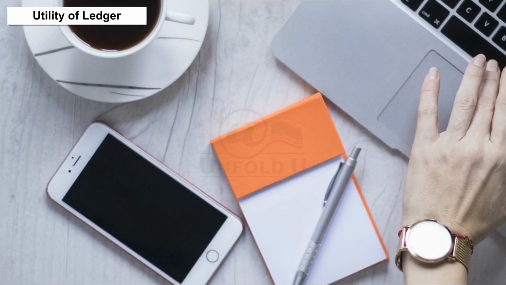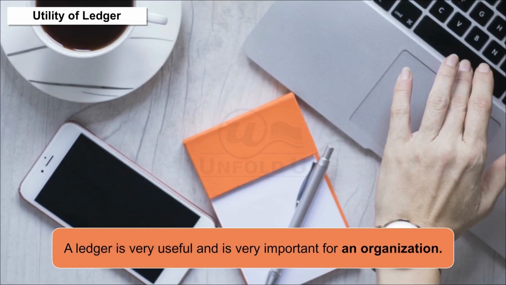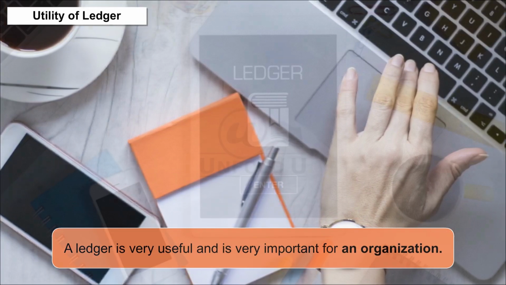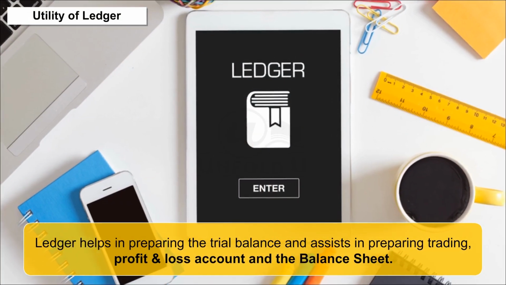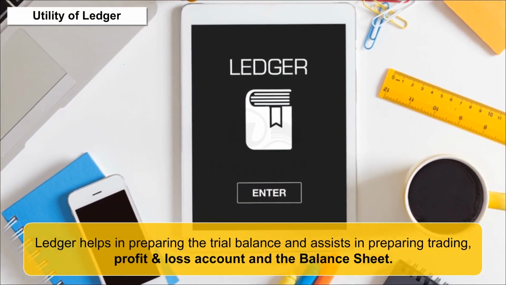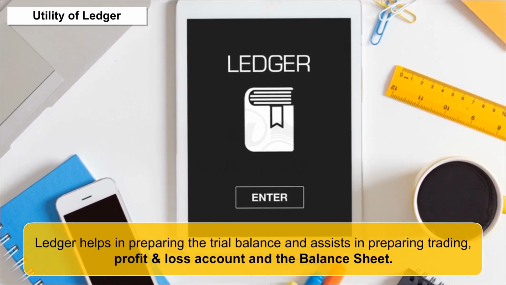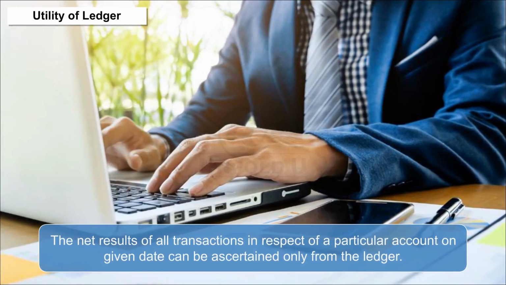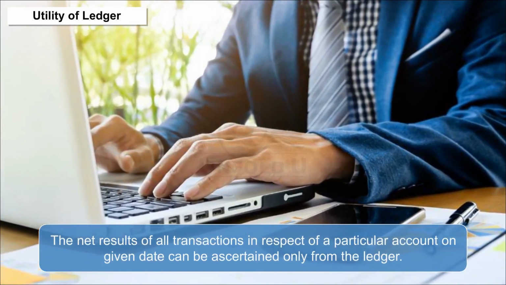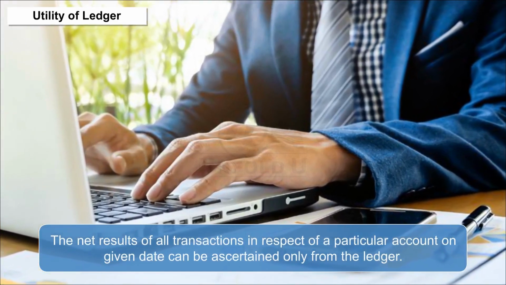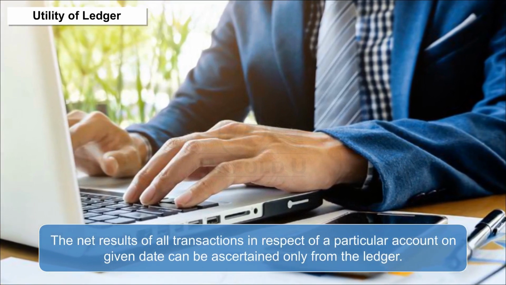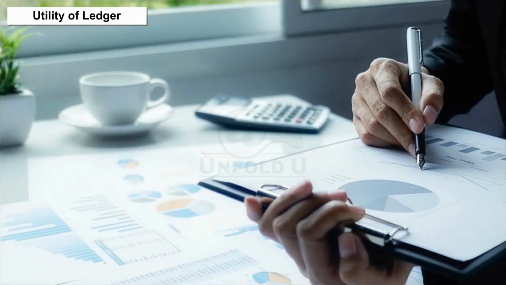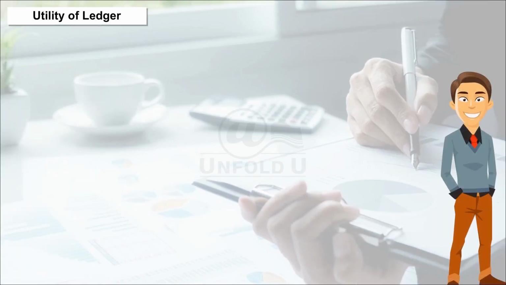Utility of ledger. A ledger is very useful and very important for an organization. A ledger helps in preparing the trial balance and assists in preparing the trading, profit and loss account and the balance sheet. The net results of all transactions in respect of a particular account on a given date can be ascertained only from the ledger. The following are the important utilities of ledger accounts.